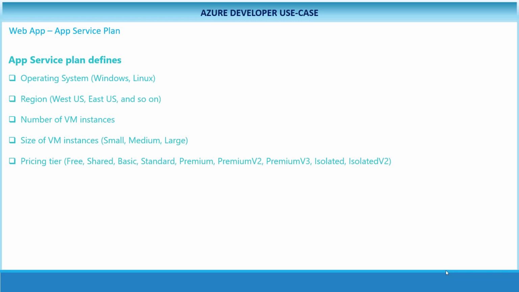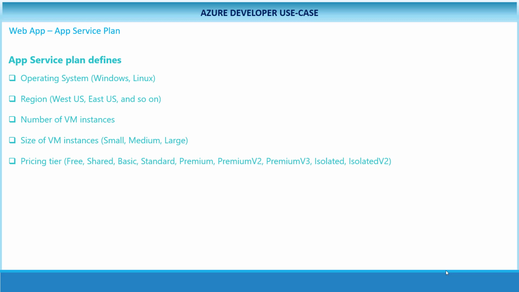In an app service plan, we can select the operating system, whether it is Windows or Linux. We can select the region. Region does not denote countries, but in a country we can have multiple regions. Say for example, in the US, we have West US, East US, and so on. So we need to select a region. Under a region, we can create app service. So we will select operating system, then region, then number of VM instances, how many virtual machines we need to create for this app service plan, and size of VM instances.